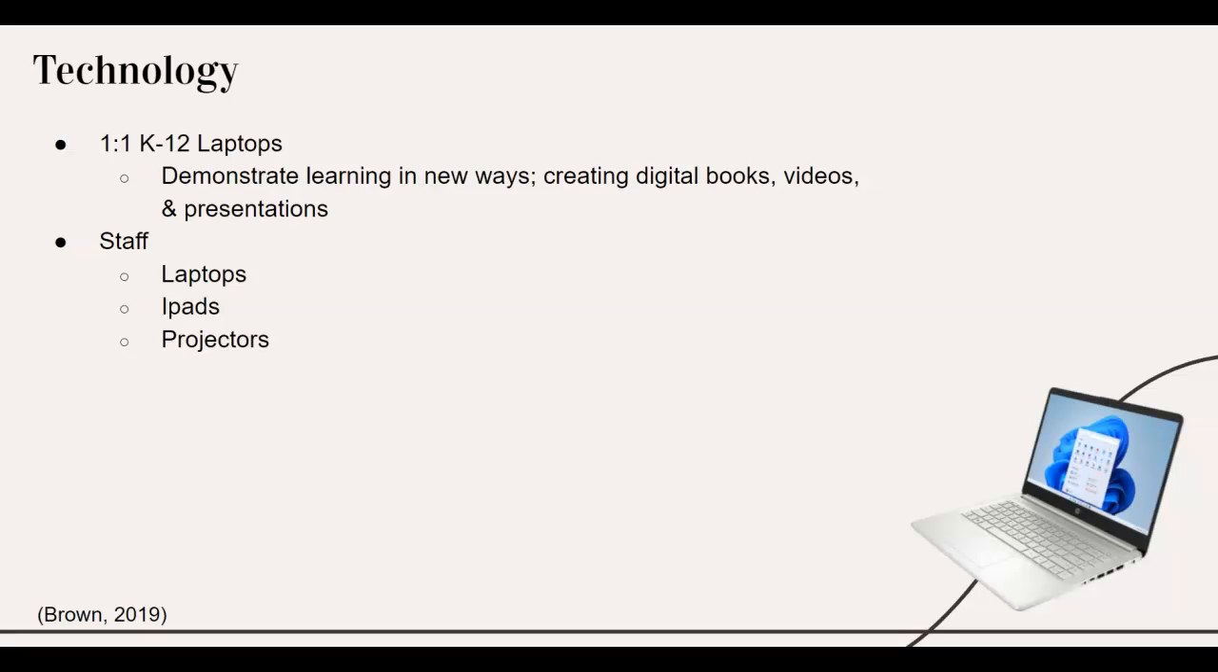When looking at USD 443 and technology, where we are currently, we do have one-to-one devices, K through 12. We have laptops. Within K through 8, they keep laptops at the school. Within elementary, they keep them within the classroom. In the middle schools, they are traveling with them. And then in the high school, they actually get to take them home.